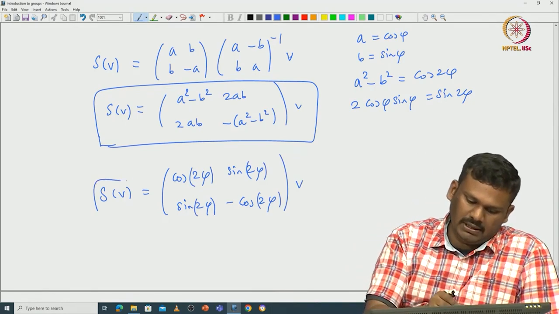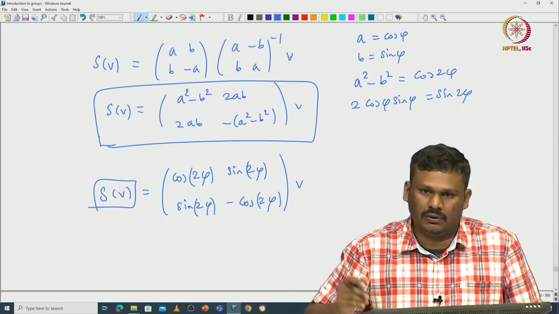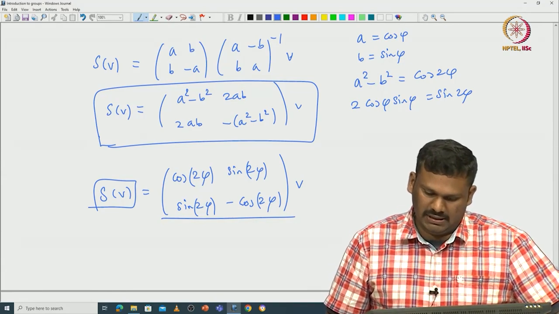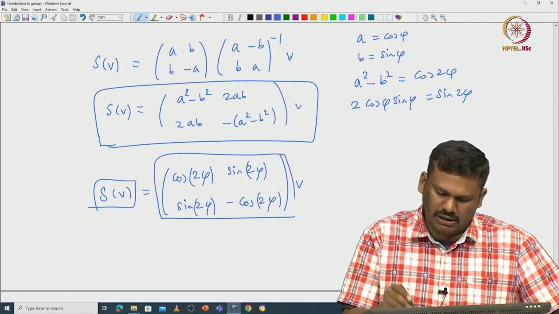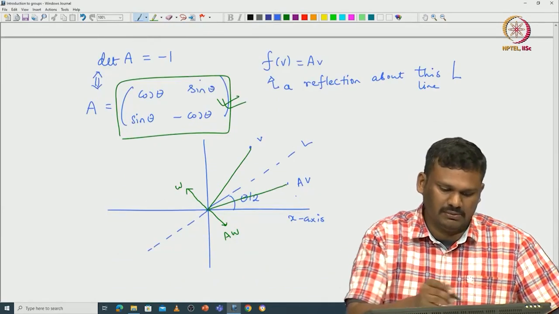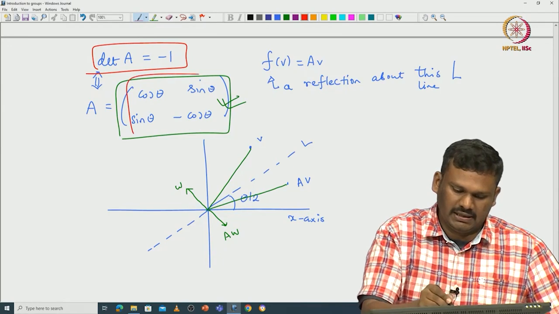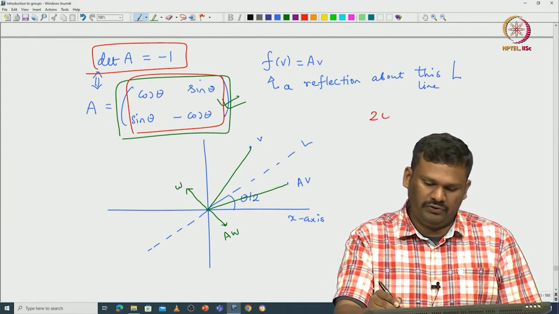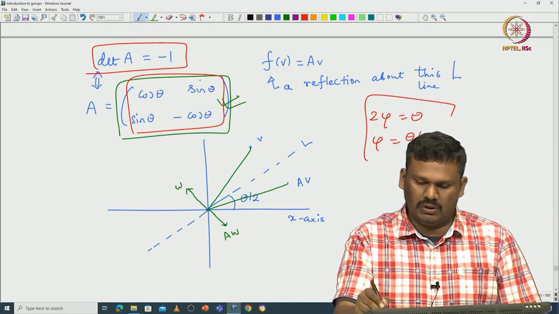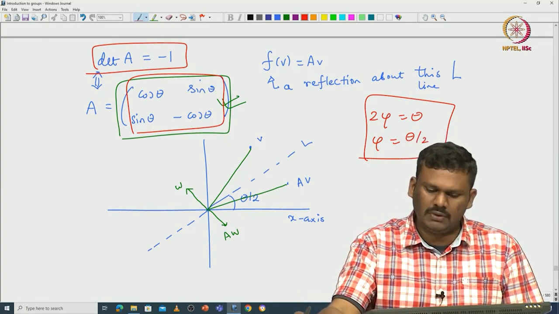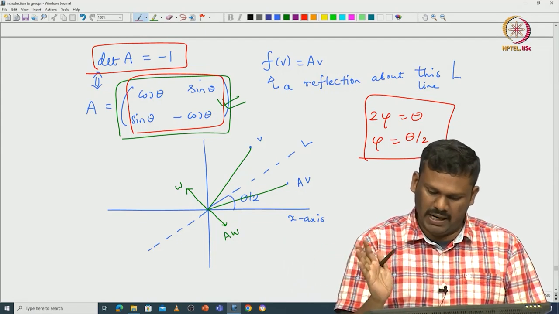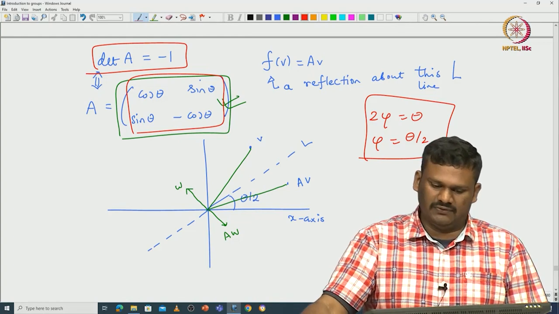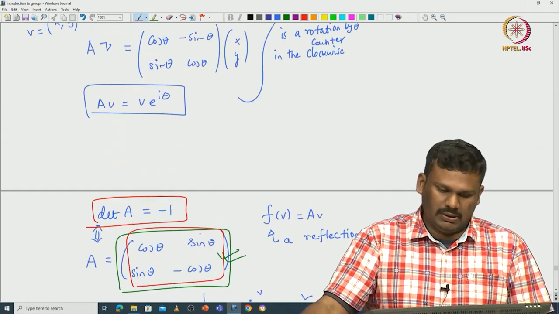So that means this operator which you have defined using the reflection about the line that passes through the origin is given by this matrix very explicitly. Now this matrix is the matrix that you get in your calculation when determinant is minus 1. When determinant is minus 1 you get exactly the same matrix, cosine theta, sine theta, sine theta, minus cosine theta. That means 2 phi is theta, so phi is theta by 2. So you take this line that passes through the origin, at angle theta by 2 from the x axis, and if you do a reflection with respect to that, then you get exactly this formula.